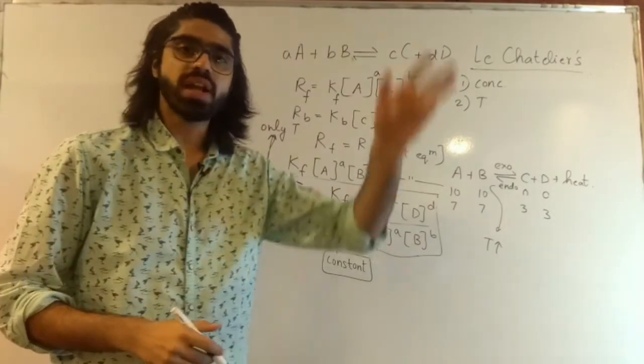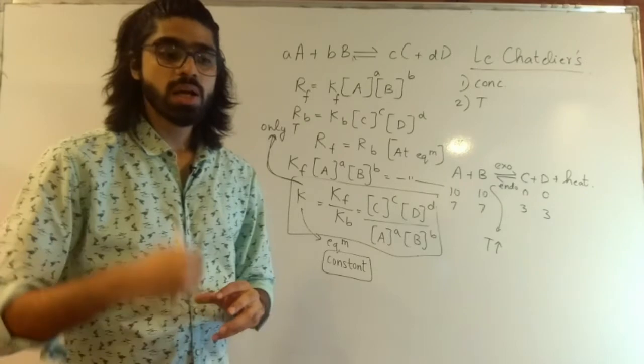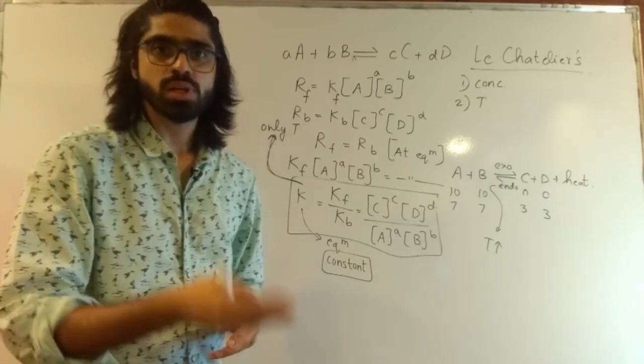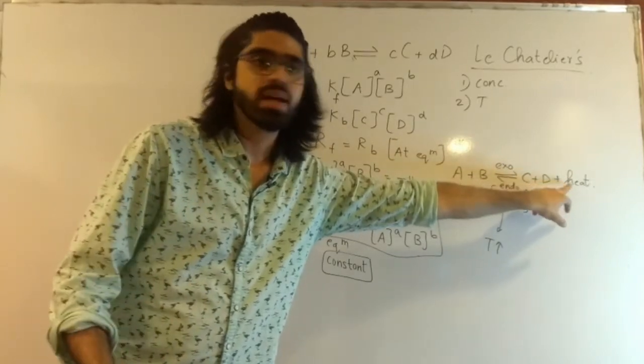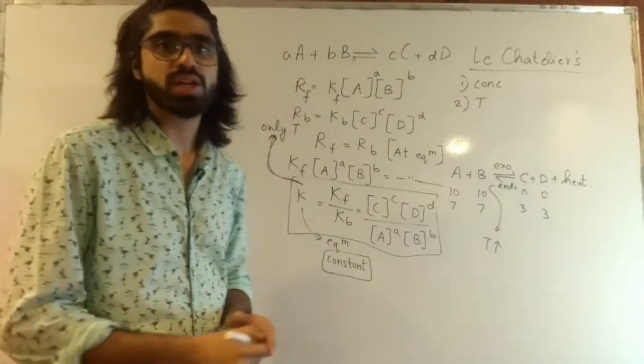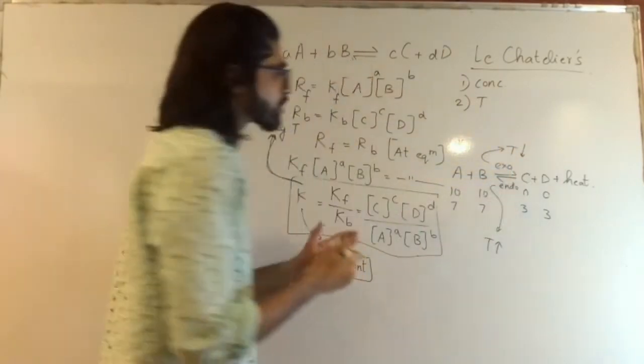And what if you try to decrease the temperature? If you try to decrease the temperature, the reaction will try to increase the temperature. It will try to increase temperature by forming heat or by generating heat, and heat is generated in the forward reaction. So the exothermic reaction will be favored if the temperature decreases.